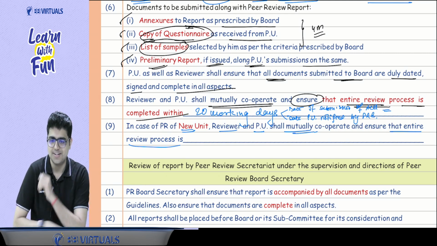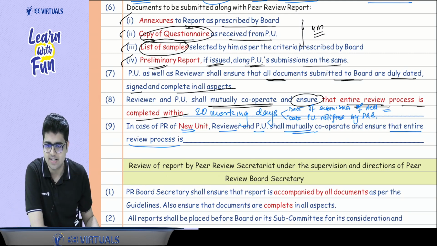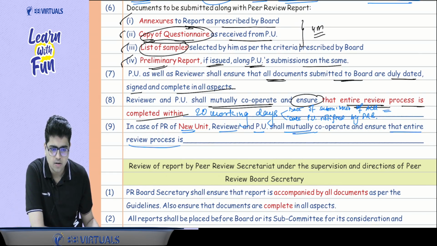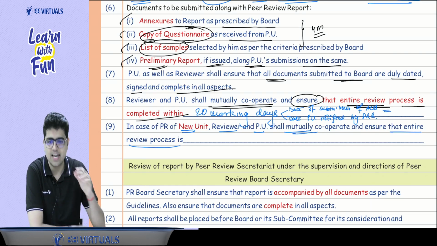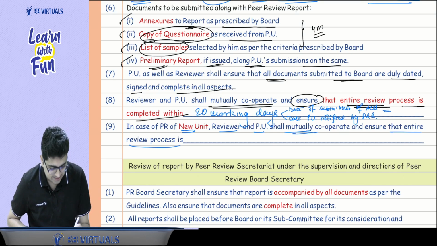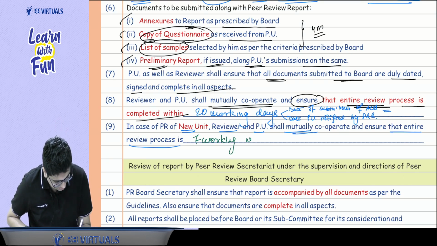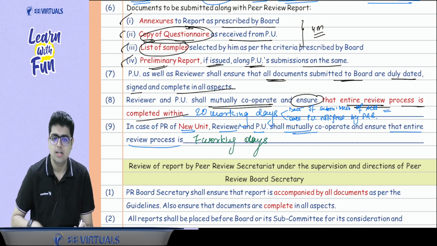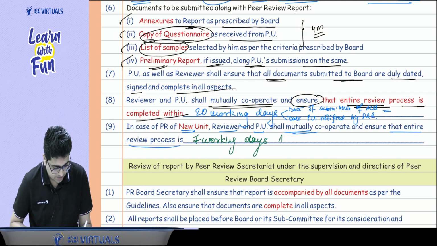Please tell me fast. Let's see who gets it right. Yes, yes. So I think we have got 2, 3 right answers. Yes, everyone is writing it right. Sir, 7 working days. In case of a new unit, it is 7 working days, from the date on which the new unit has submitted the application cum questionnaire for getting the peer review done.